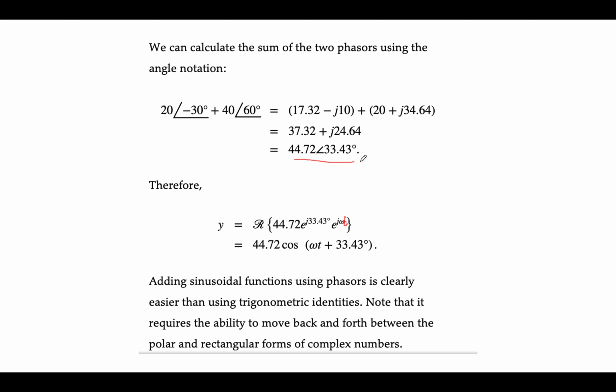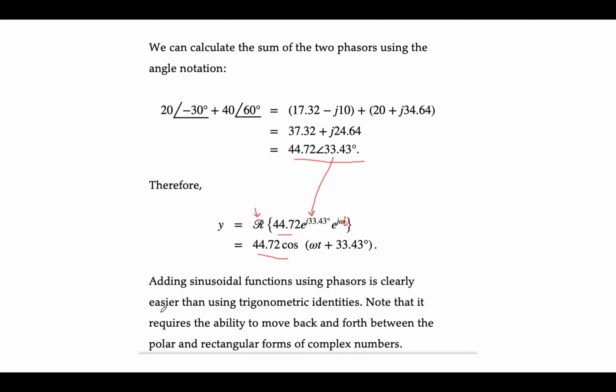So they take this number in phasor form, they take the 33.43, and this is your e to the j phi, this is your e to the j omega t, this is your magnitude. Taking the real part of that and applying Euler's identity and realizing that the product of two exponential functions is the exponential of the two exponents added, it'll be 33.43 plus omega t, all of that times j. Take the real part and you end up with an expression in the time domain. So this is known as taking the inverse phasor transform.